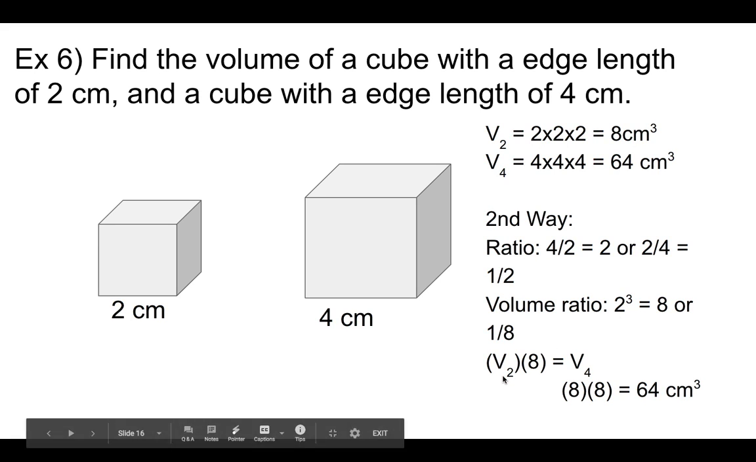In this case, I'm going to take the volume of my smaller cube and multiply it by that ratio of 8 to get the volume of the larger cube. So 8 times 8 is 64. And that's it.